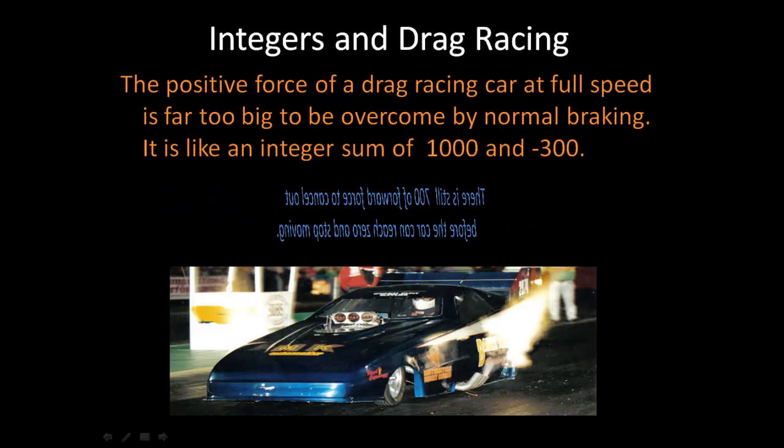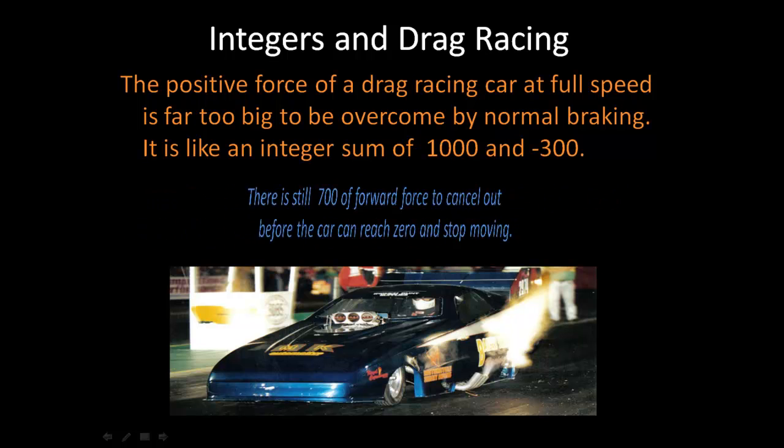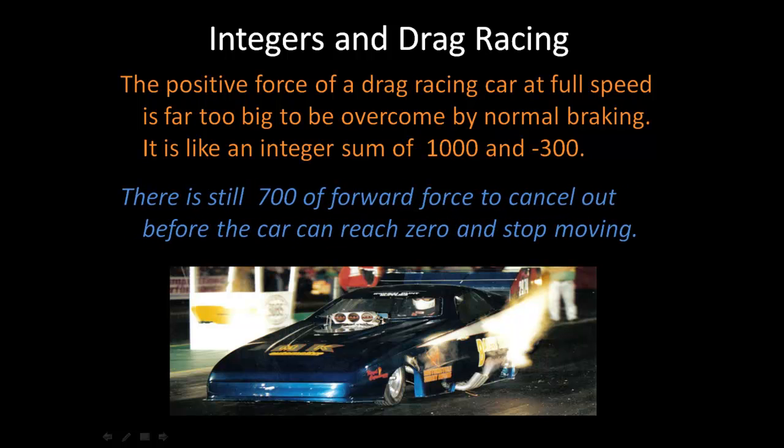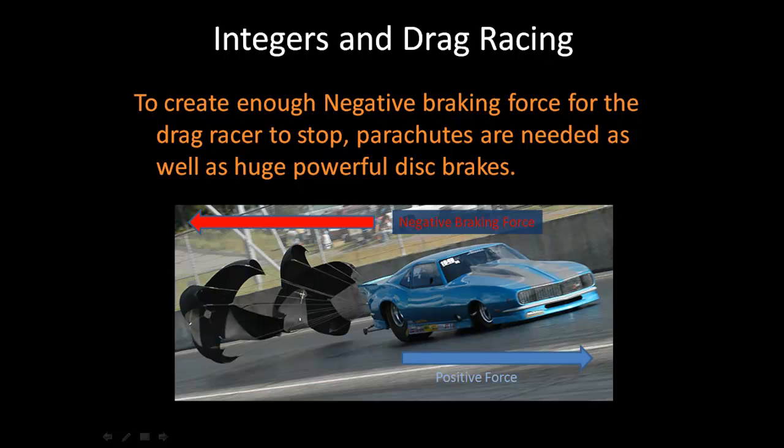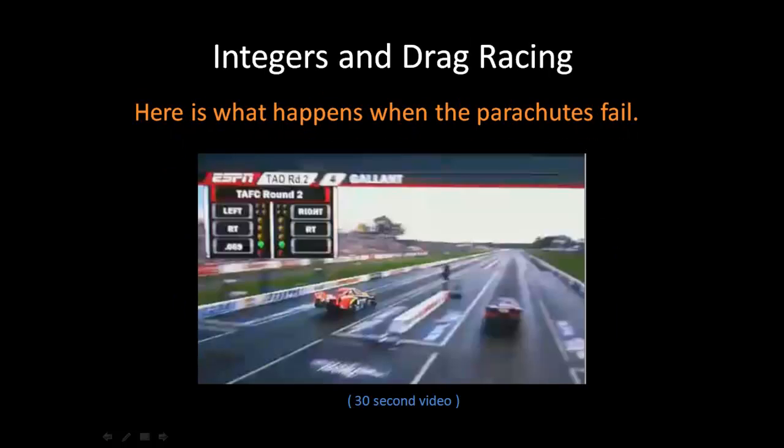In drag racing, cars create tremendous force through their big engines to go very fast in a forward direction. Normal car brakes are not going to stop those vehicles, so additional parachutes are required to increase the negative braking force and bring the car to a safe stop. But let's have a look at this short video that shows what happens when the parachutes fail to deploy.